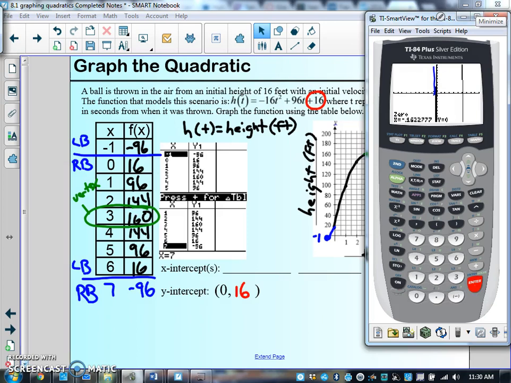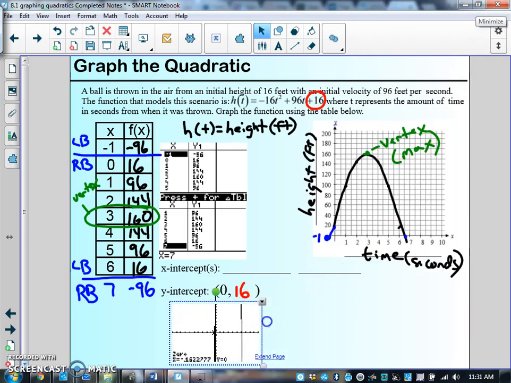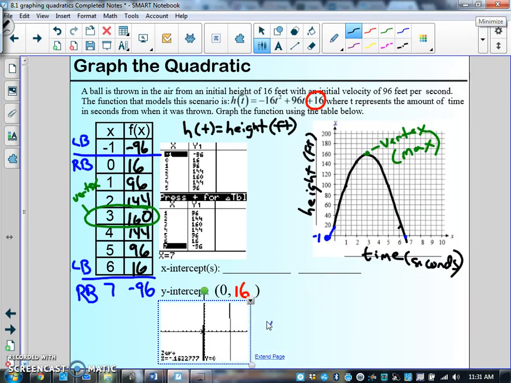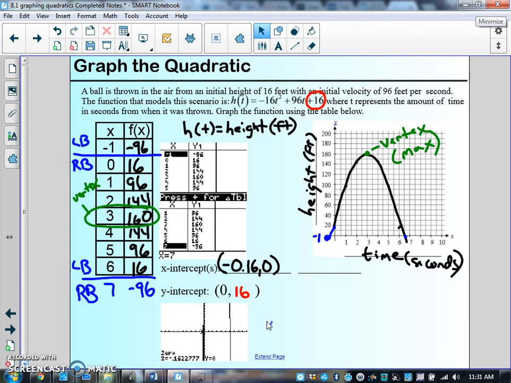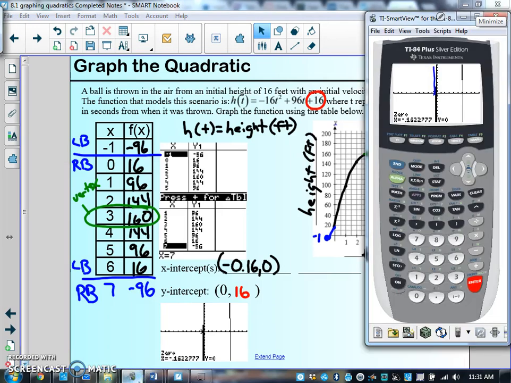I hit enter for guess. And I find out my 0 is at -0.16 seconds, which of course is ridiculous because you're not going to have negative time, correct? All right, but we'll put it down there as a negative. So -0.16, 0. That means at -0.16 seconds, I have a height of 0. Our other x-intercept, we know, is going to be between 6 and 7. So I'm going to erase that mark up there.